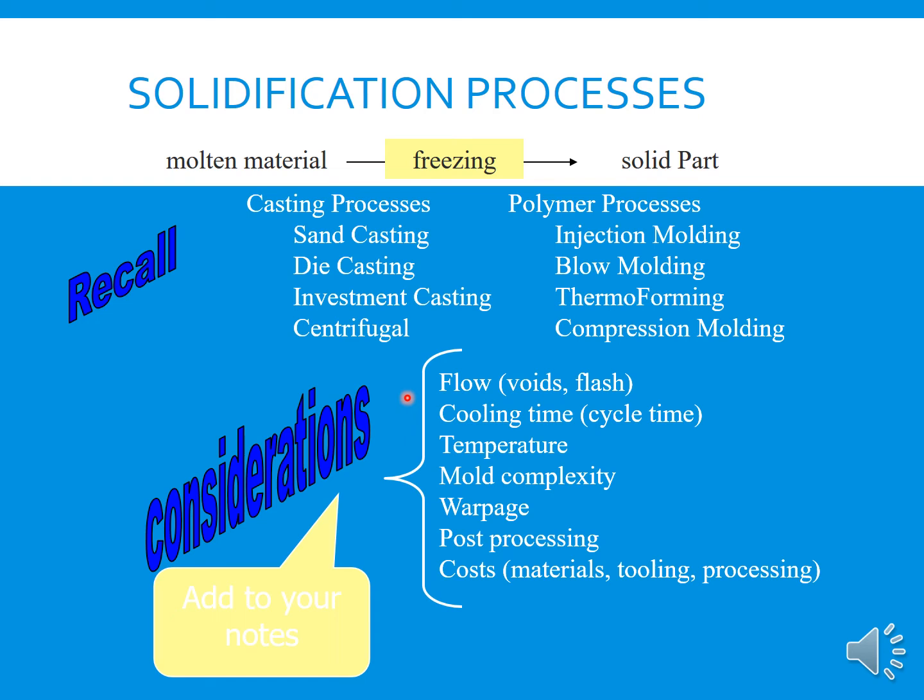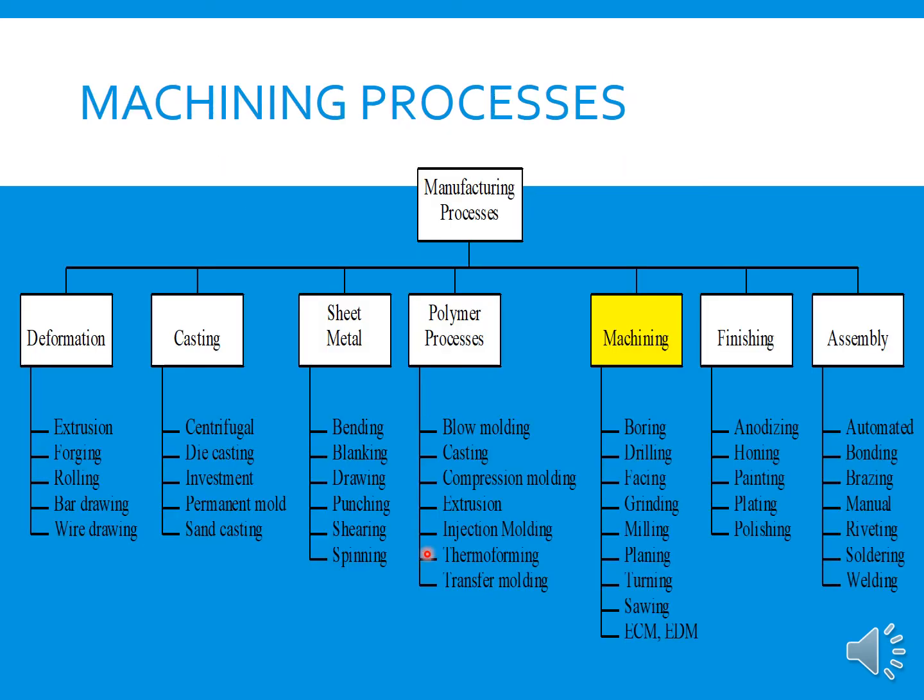We call these the parameters to consider when we use this process: flow, cooling time, temperature, mold complexity, warpage, post processing, and cost. Okay, this is the machining process. We have boring, drilling, facing, grinding, and so on.